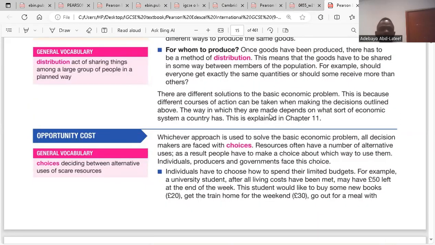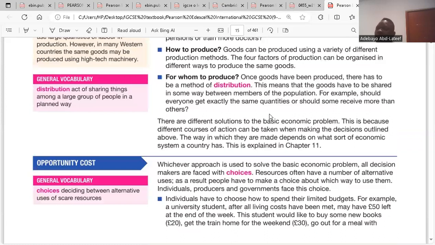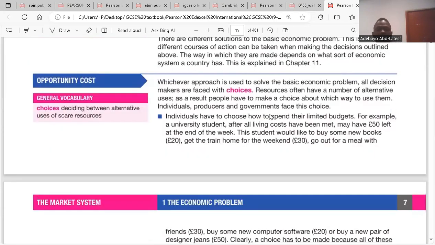So we talked about distribution. What is distribution? Sharing of things to a large group. That is distribution. That is for whom to produce to. I think it's clear. So go to opportunity cost.